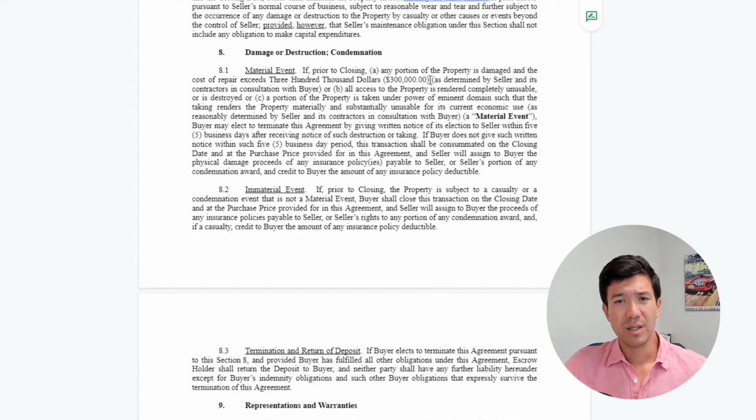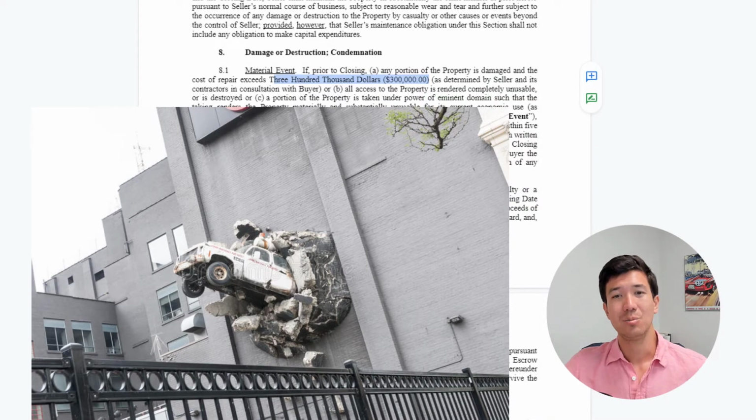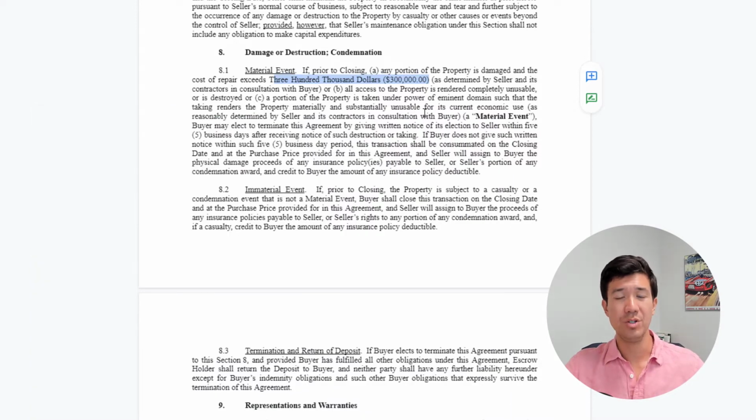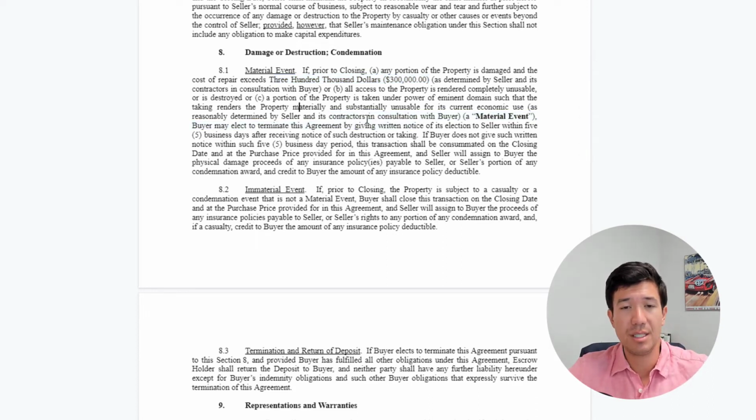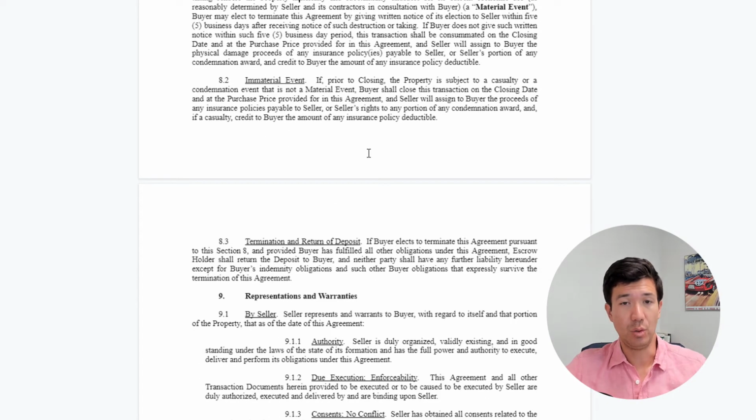So material event, we spent a lot of time on defining this threshold, $300,000. It's kind of high. I probably would like something closer relative to the purchase price, but if there's structural damage, and that could be as low as maybe $100,000 or $150,000, we maybe want to terminate because we don't know the extent of damage, and the buyer is kind of taking a risk. So putting more procedures about determining the contractors, the inspections, third-party inspectors to evaluate or estimate the price would be better suited for this type of situation. If it's immaterial, you got to close anyway.